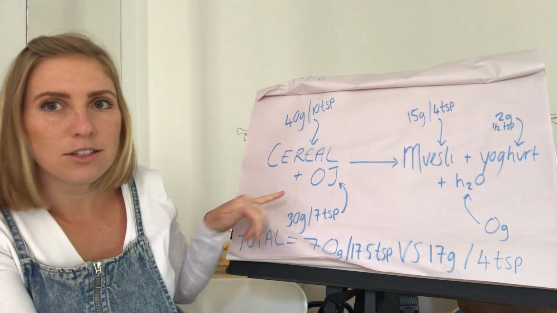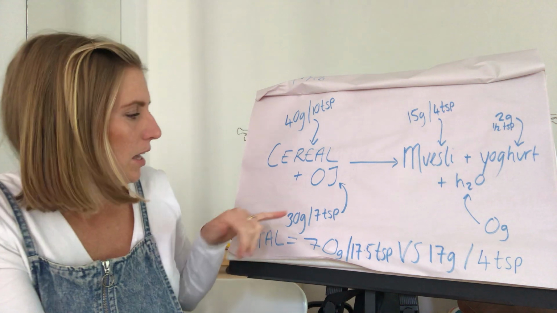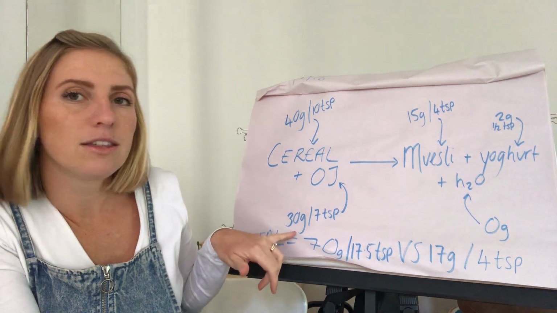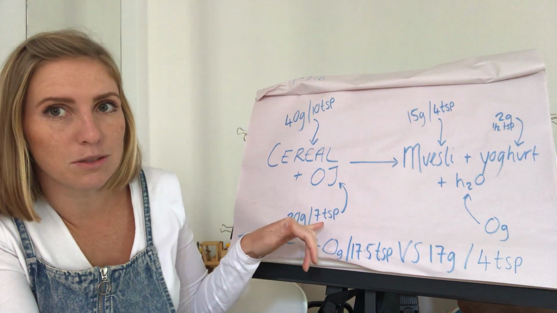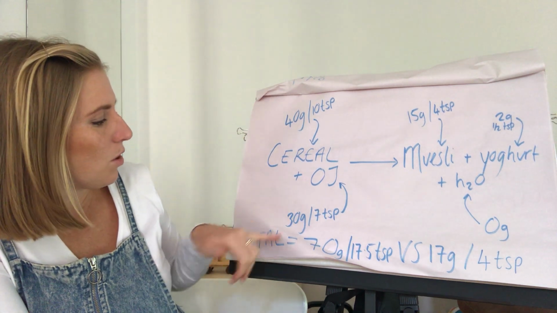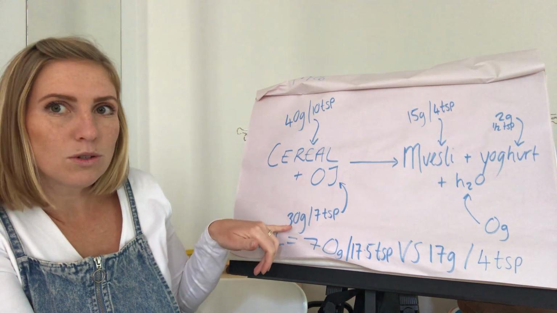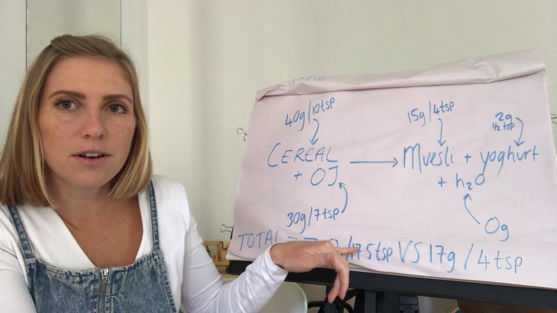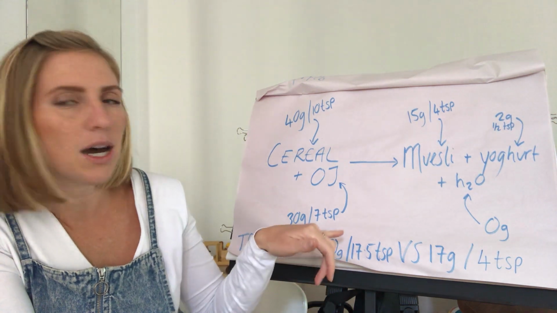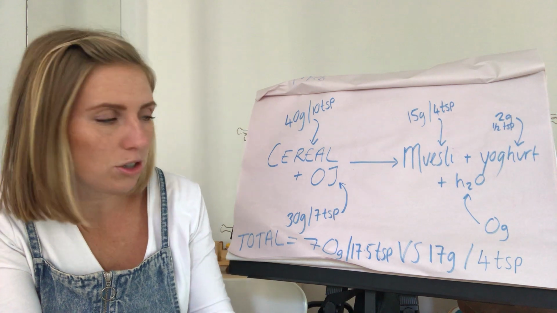You're also going to have a quick little glass of orange juice, about 300 mils, and that's another 30 grams of carbohydrate, which is another approximately 7 teaspoons of sugar. And so altogether, for this brekkie, you've got 70 grams of carbohydrates to start your day, which is 17.5 teaspoons of sugar.